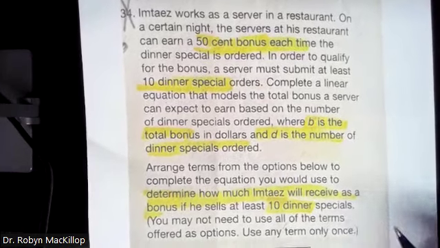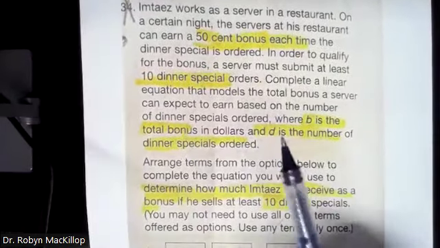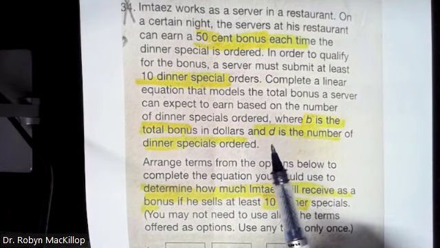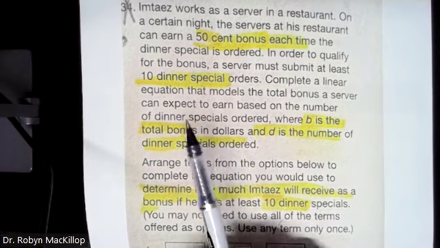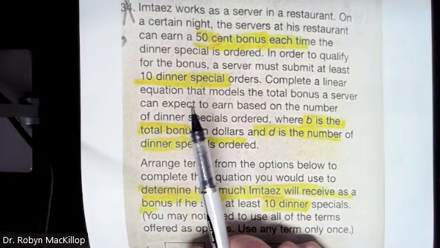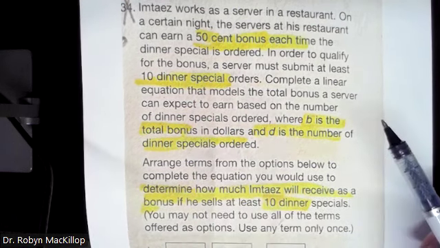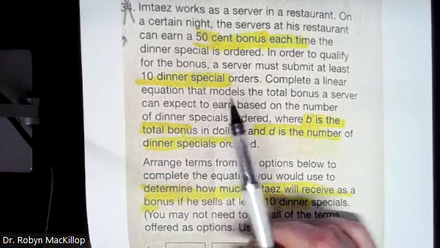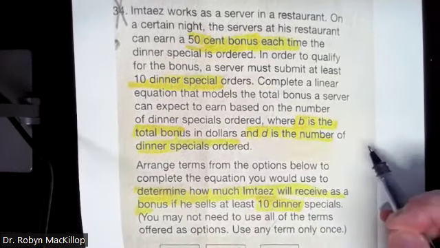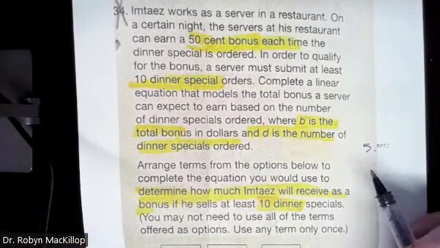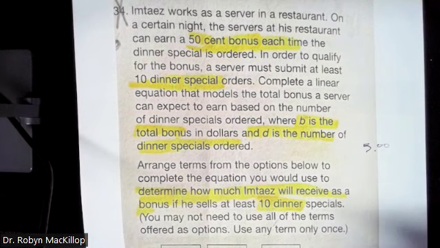All right, here, servers get a 50-cent bonus every time the special is ordered, but they have to sell at least 10 before they see a bonus. So right there, you know, there's a certain amount that they have to make. What is 10 times 50 cents? That's going to be $5, right? So whatever they sell, it has to be over $5 worth.